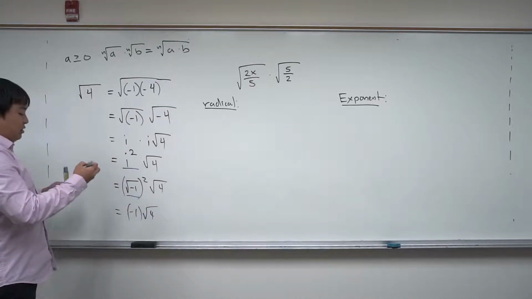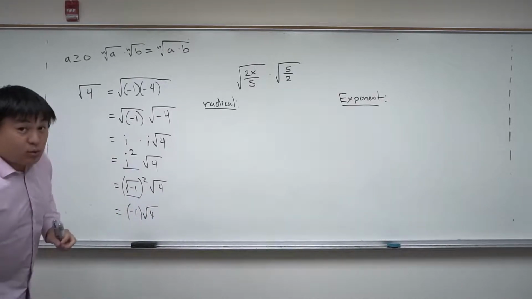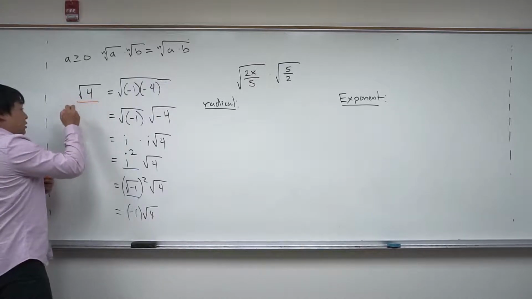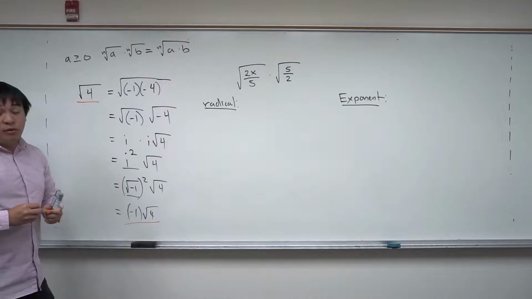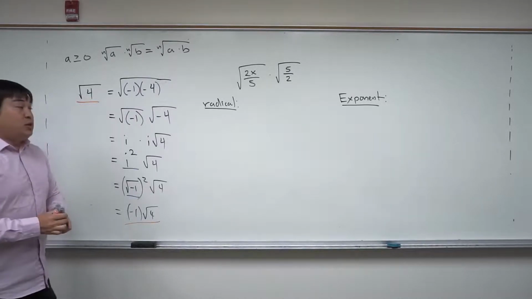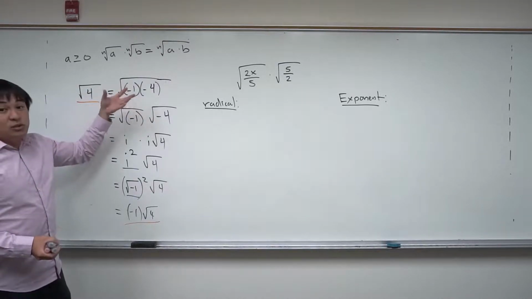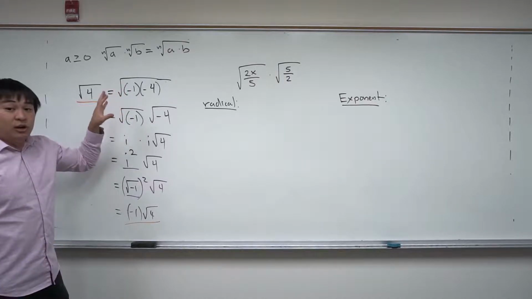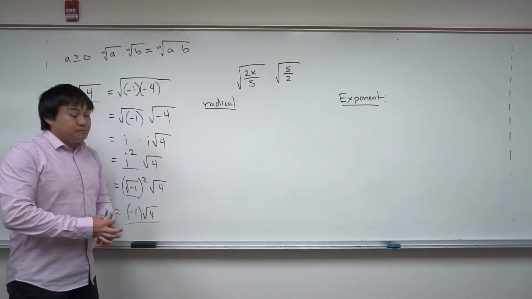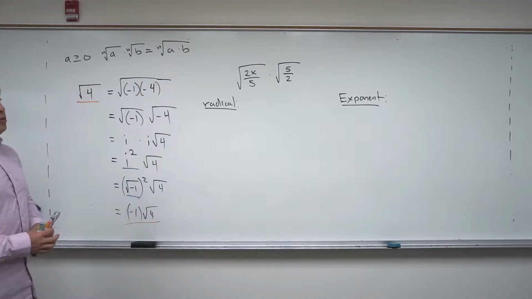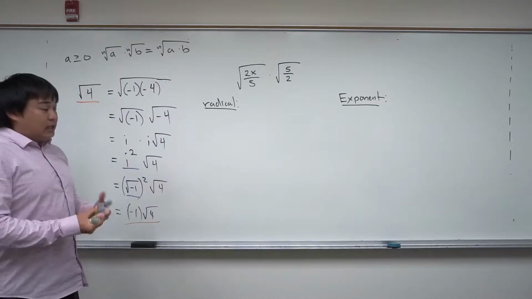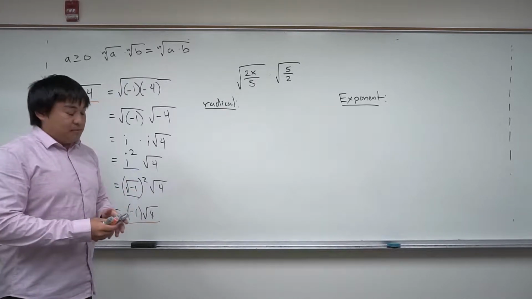So what you said here is that the square root of 4 is equal to the negative square root of 4, which is not true. So you cannot do this if there are two negatives multiplied to each other. There can only be at most one. So let's do an example where we do the radical version and the exponent version, just so we can see that they're the same.